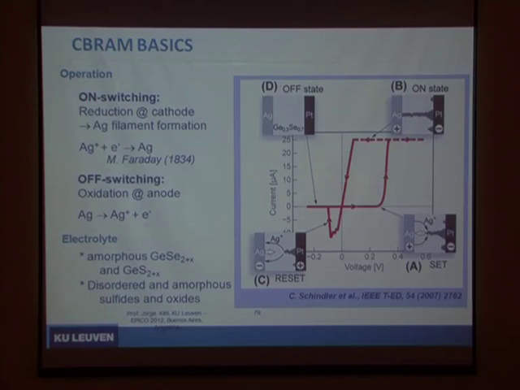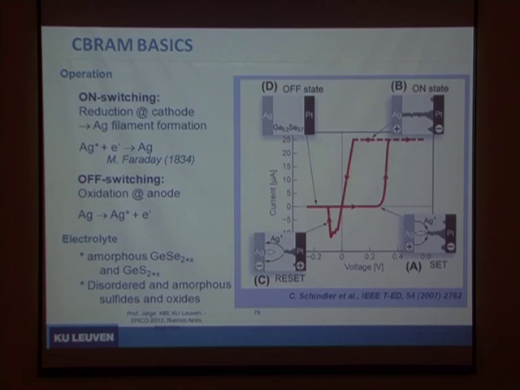So this comes from Reiner's group, so they recognize it. Basically, in this conducting bridge, you are putting an electrode with very high mobility cations, such as silver or copper, and by switching polarity, you're migrating these ions into a dielectric, forming a filament, and then migrating them back, disrupting the filament.